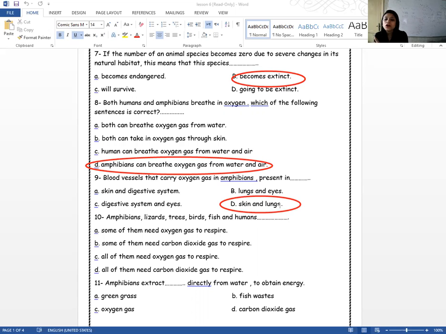Number 10, amphibians, lizard, tree, birds, fish, and human, all of them need oxygen gas to respire. All living organisms need oxygen gas to breathe or to respire. Number 11, amphibians extract which gas directly from the water to obtain energy? Oxygen gas. Extract means takes.